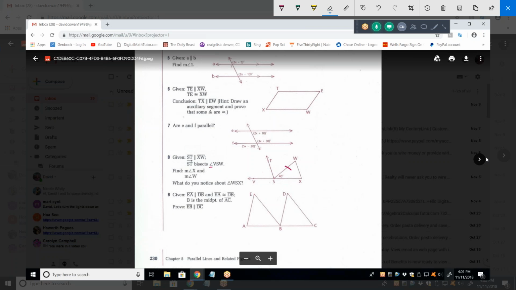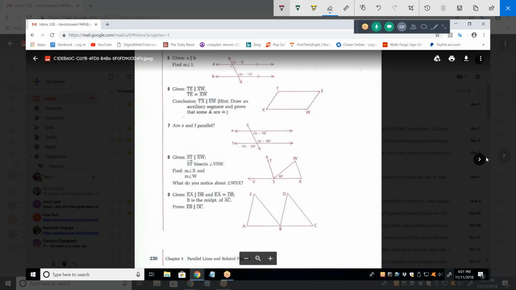In other words, 1, 2, and 4 add to 180. So 1 plus 2 adds to 140, and since they're equal, they each must be 70. And if number 1 is 70, that is 70 based on parallel lines. And if that is 70, that is 70. So this is really an easy problem.